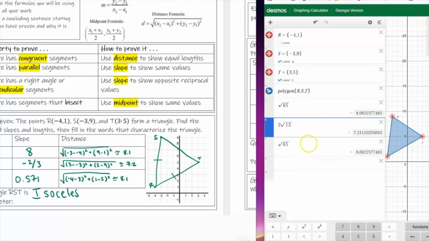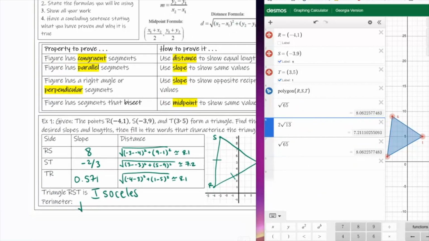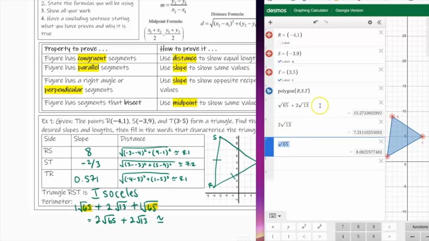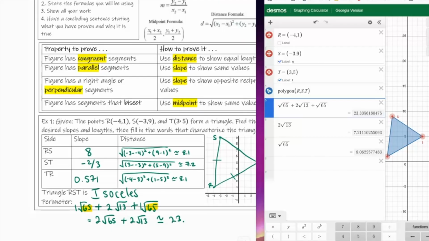All right, so the perimeter is going to be radical 65 plus 2 radical 13 plus radical 65. And because the radicand, the number underneath the radical, is the same for those two, I can add them up. So this is an invisible 1. So it's going to be 1 plus 1, which is going to be 2 radical 65s plus 2 radical 13, which is approximately, if I put all of that together, 23.33. Let's do the nearest tenth, so 23.3.